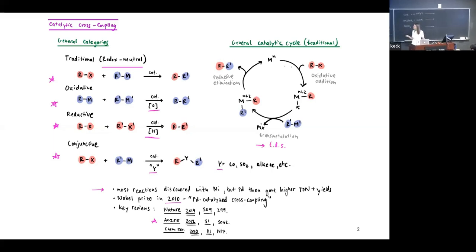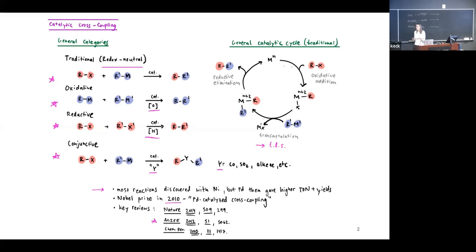So there are a few key reviews down here. For a good timeline, there's this review, if you're interested in looking more into some of the early work. Most of these classical or traditional cross-couplings were initially found with nickel. Then maybe because of the interest in palladium at the time, the way of handling palladium, and the predictability of palladium chemistry, the field switched from a nickel catalyst to palladium. We'll see a little bit about that.